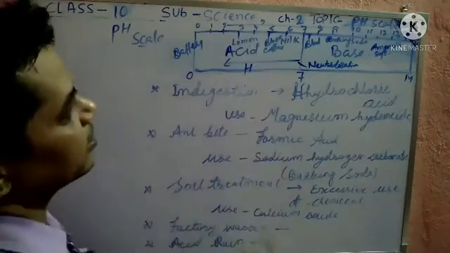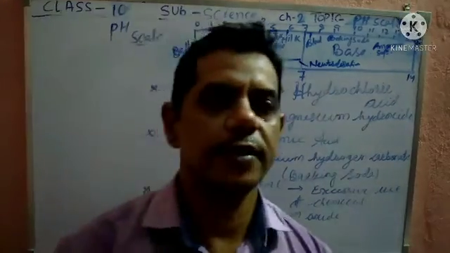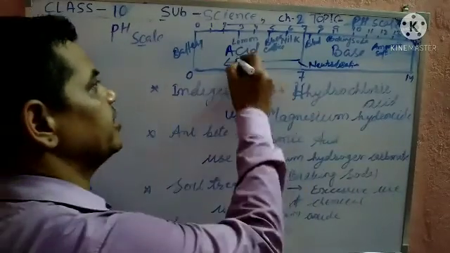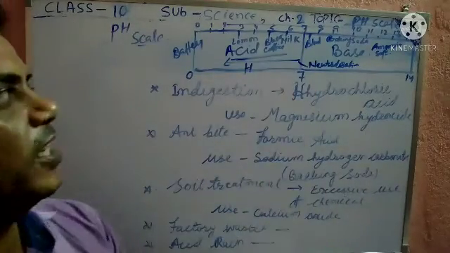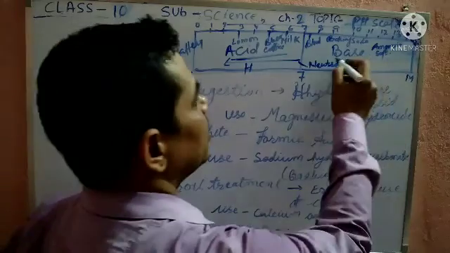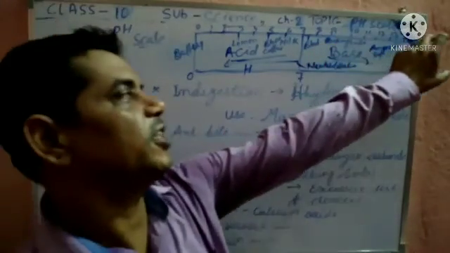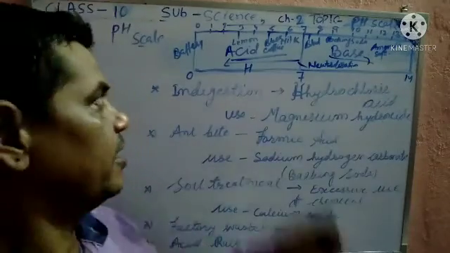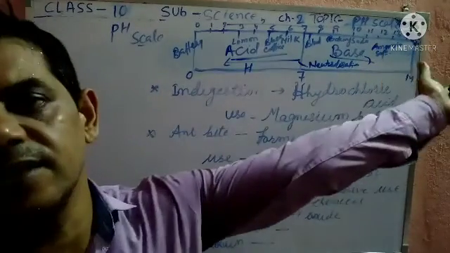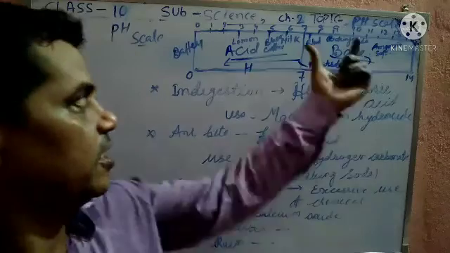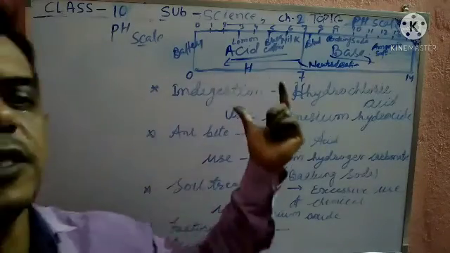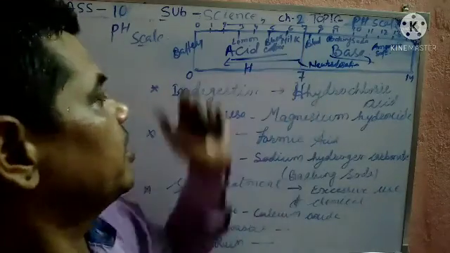When the H ion value is less than 7, that is the acidic nature. When H plus decreases and the value increases on this side, that is the basic nature. When the acidic nature decreases, the basic nature increases, and when the basic nature decreases, that is called the acidic nature.